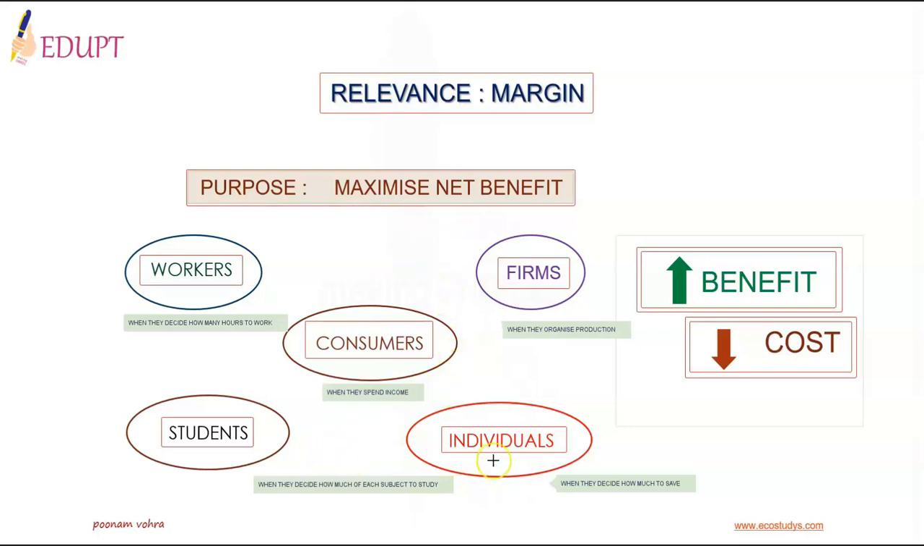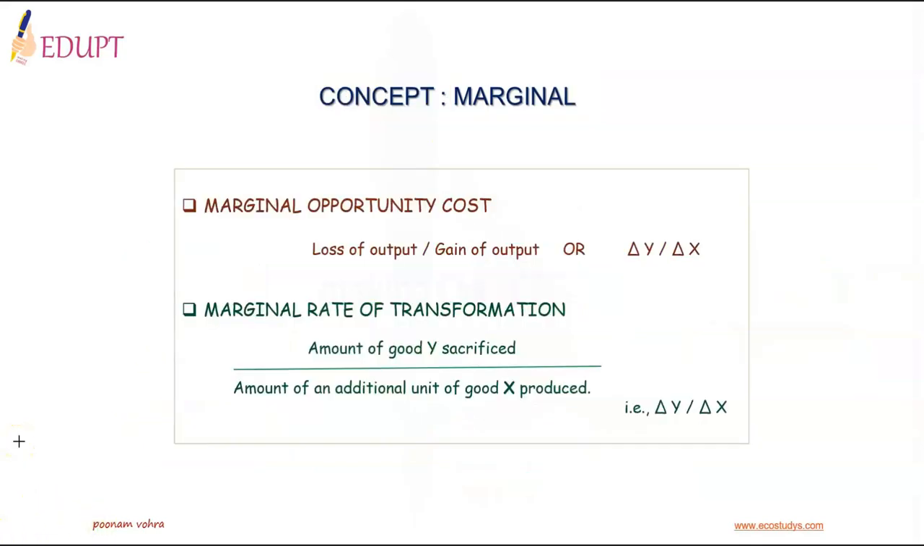Each of them would find out the cost involved as well as the benefits received, and each one of them would continue doing an action as long as their extra benefit is greater than the extra cost involved in doing that action. So the concept of margin is the key unifying concept in the entire microeconomics.